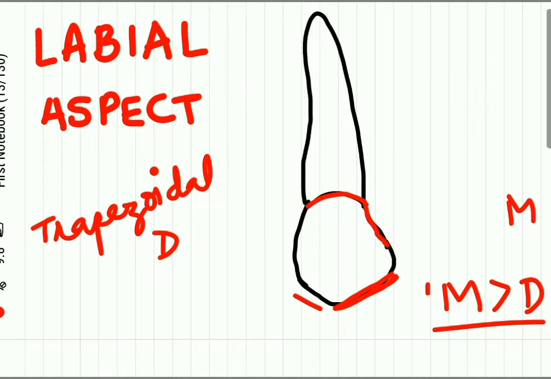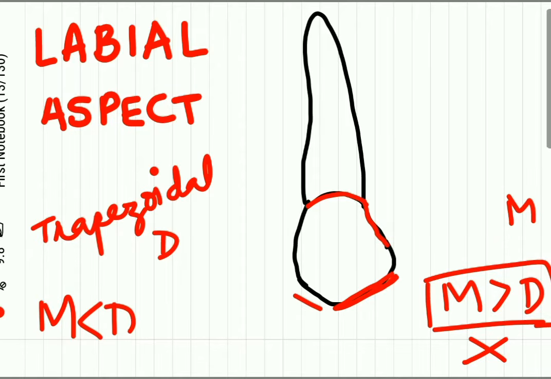You can appreciate here the mesial slope is longer than the distal slope. Now, this feature of the maxillary first premolar is totally opposite to that of canine. In the previous lecture on canine, we have seen that the mesial cuspal slope is shorter than the distal cuspal slope. Now, this is totally opposite in the case of maxillary first premolar. The link of the lecture on the maxillary canine has been given in the description box. Please go through that lecture.